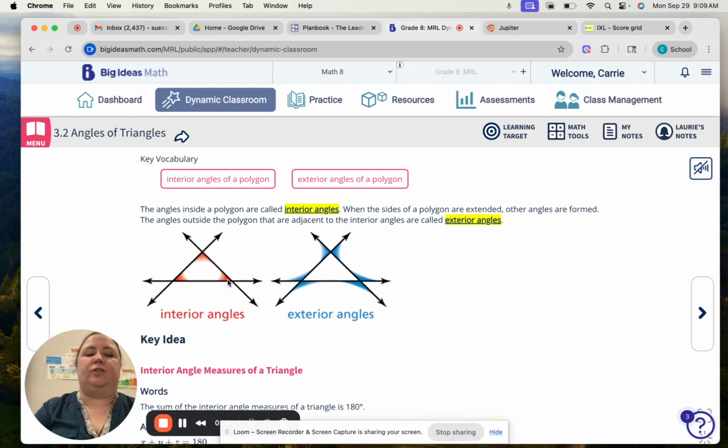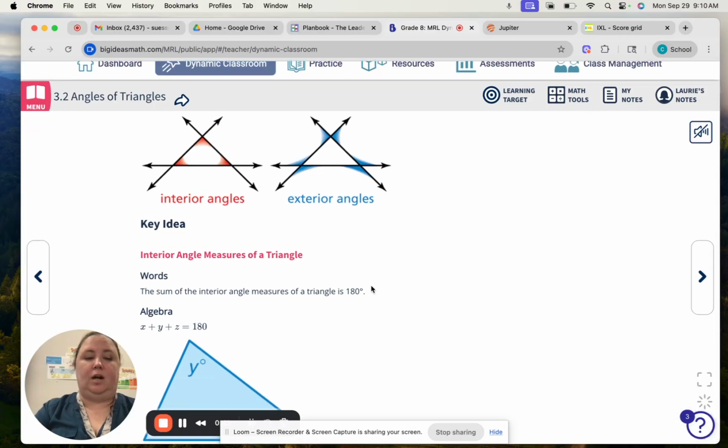What is the definition for exterior angles of a polygon? Caleb? The outside of the polygon. All of the angles on the outside of the polygon. You can see the shaded blue areas here. There's also this vertex section. All right, so down below, this is the more important thing.